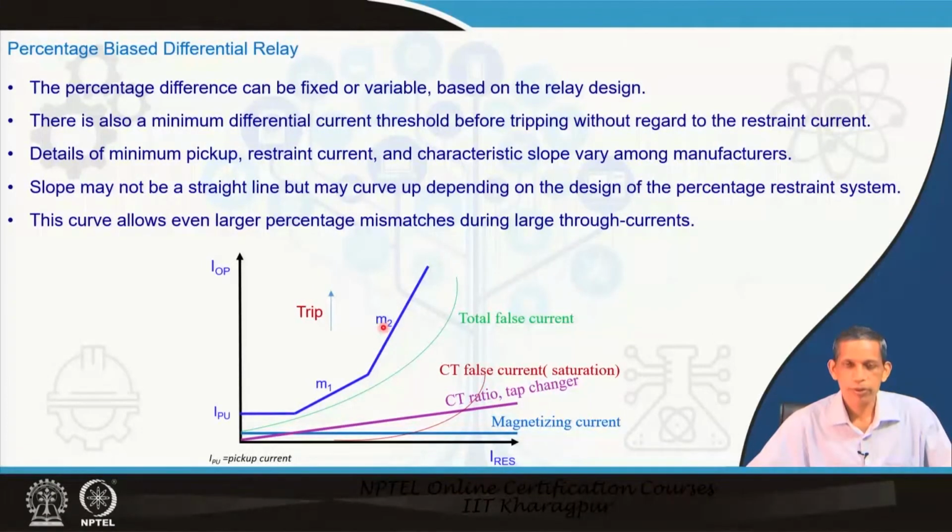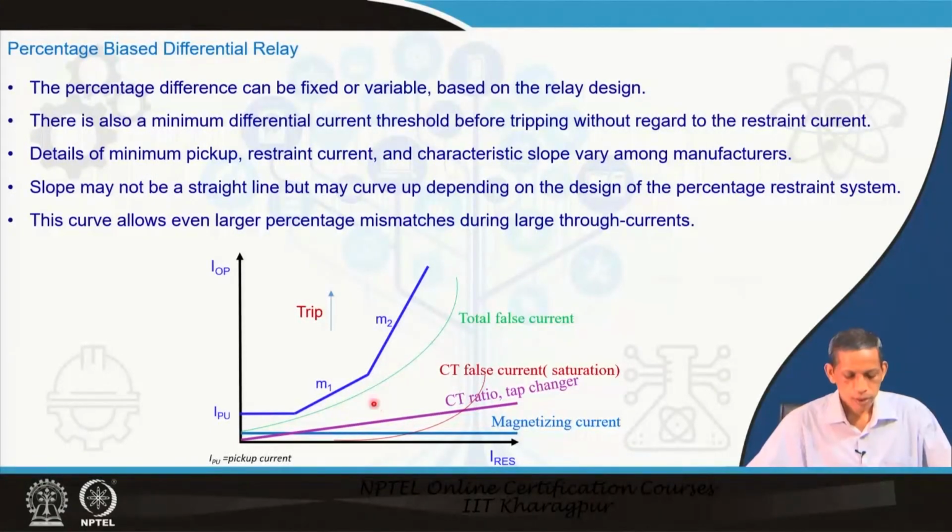The reason behind the different slope, as already mentioned, is that at higher current levels the differential current may be much larger, either due to CT ratio issues or, more prominently, the possibility of CT saturation. So these curves allow the percentage mismatch during large currents also. It is not necessary; some relays also use a curve for this purpose instead of two slopes m1 and m2.